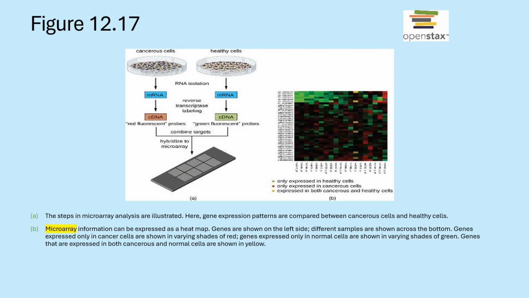Microarray, showing the steps here, how you have two samples. In this case, you have healthy cells and cancerous cells. You go through the process, you add fluorescent dye so that the cancerous genes will glow red and the non-cancerous will glow green. So you can have several different samples here and do the comparison just by looking at the color.